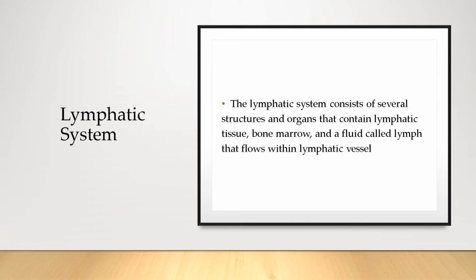So a lymphatic system consists of a fluid that's called lymph, and we have vessels that are called lymphatic vessels that transport that lymph. And there are a number of structures and organs containing lymphatic tissue. So lymphatic tissue is lymphocytes within a filtering tissue. And within the lymphatic system, we also do have red bone marrow. The lymphatic system assists in circulating body fluids and also helps to defend the body against disease-causing agents.